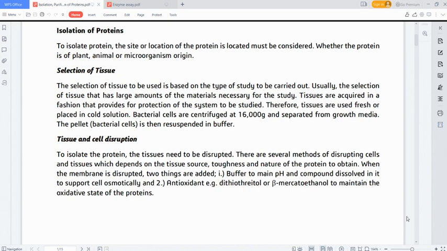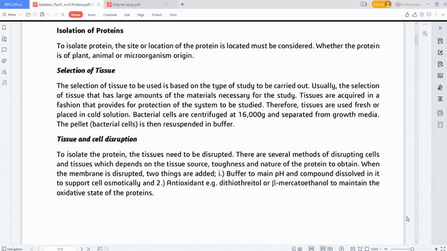Okay, but now when you disrupt the membrane, there are two things that you must have in mind. One is to maintain the buffer condition. So you need a buffer that will maintain the pH so that you don't bring out the protein from the cell or from its position and it gets denatured immediately. So a buffer is necessary.